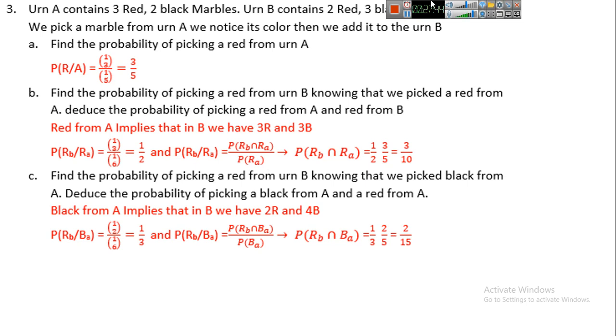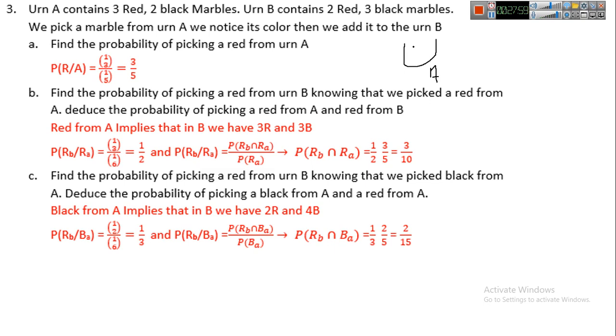Another kind of conditional probability, to understand it, the previous one was tables. An urn contains 3 red marbles and 2 black marbles. So we have urn A. In urn A, we have 3 red and 2 black. Urn B contains 2 red and 3 black marbles. We pick a marble from urn A, we notice its color.